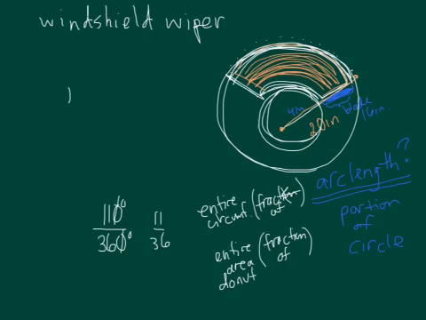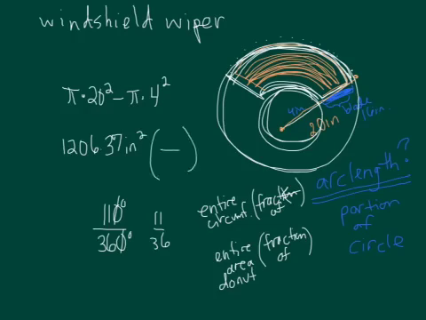I'm showing some exact numbers here. Pi times 20 squared, take away pi times 4 squared, and that will give me 1,206.37. That would be square inches for the donut, but remember we have a fraction of that. I will allow you to finish that and make sure you have less than 1,206.37 square inches of area wiped clean by this wiper.